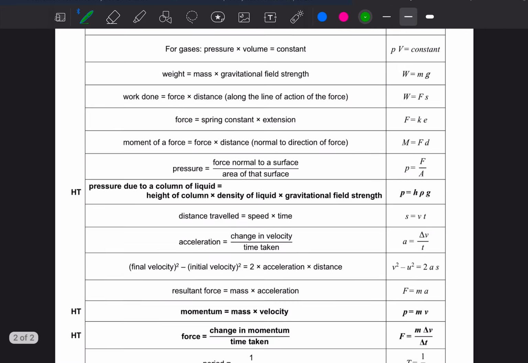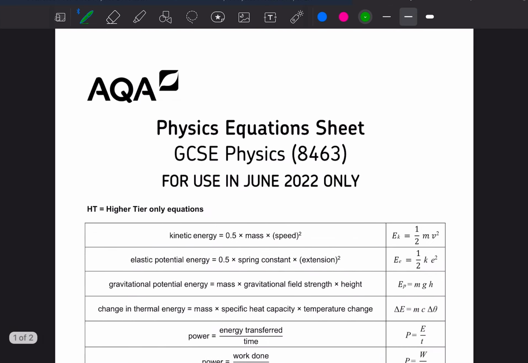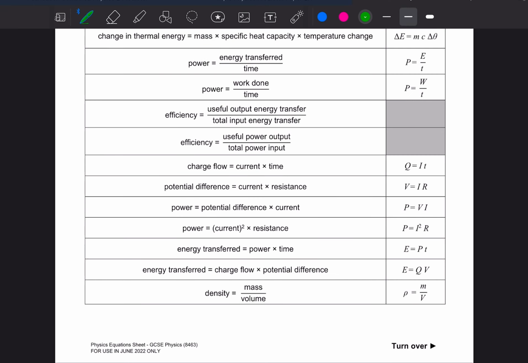There are quite a few power formulas, so they're all over here, look. We've got power equals potential difference times current. That's not going to be the one because that was to do with electricity. Power equals current squared times resistance, again electricity. Energy transferred equals power times time.